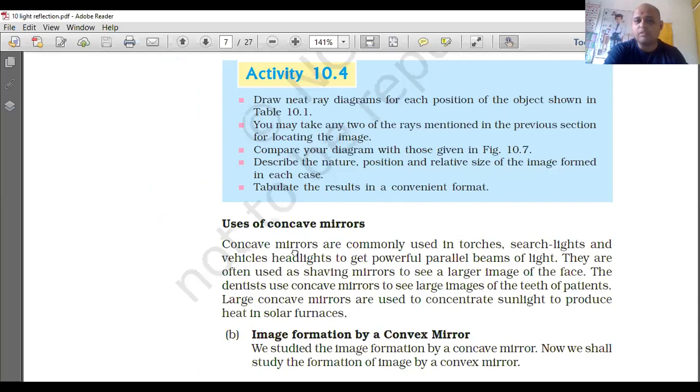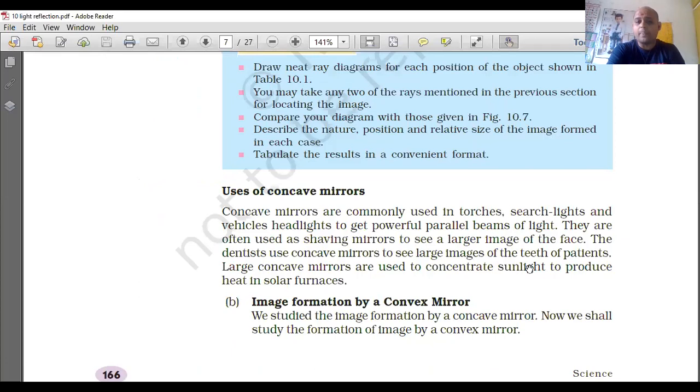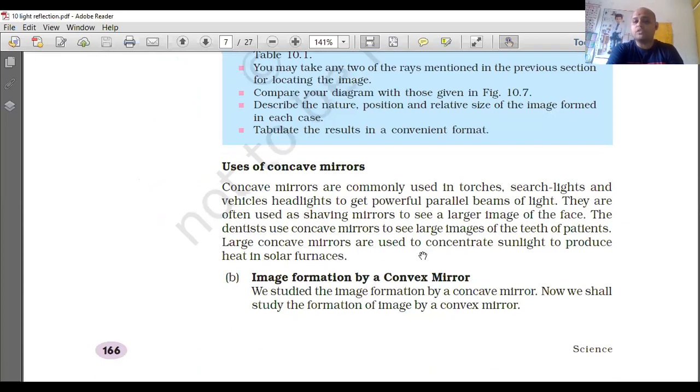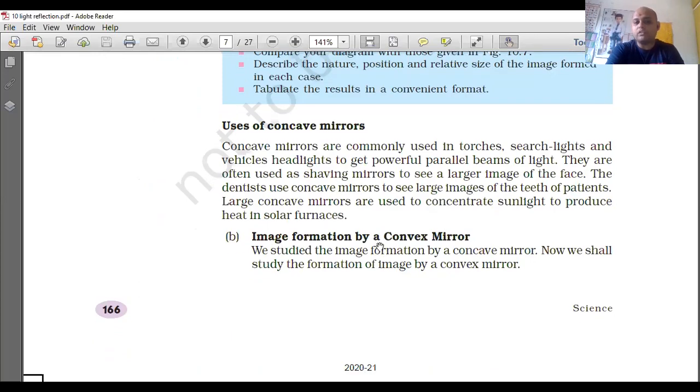And then we come to uses of concave mirrors. Very important part. Used in torches, searchlights, and vehicle headlights to get powerful parallel beams of light. They are often used as shaving mirrors to see large images of the face. Dentists use concave mirrors to see large images of teeth of patients. Large concave mirrors are used to concentrate sunlight to produce heat in solar furnaces. Image formation by convex mirror we will see later on, but this is another important topic, uses of concave mirrors.